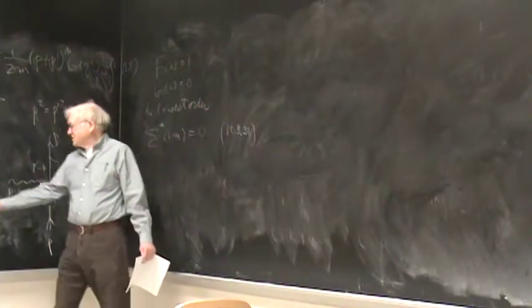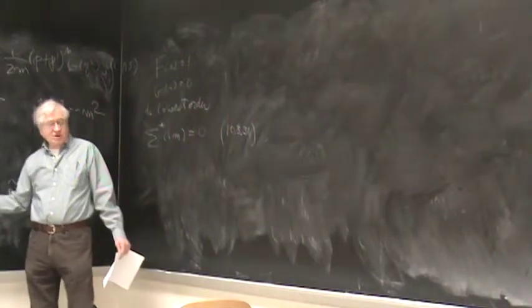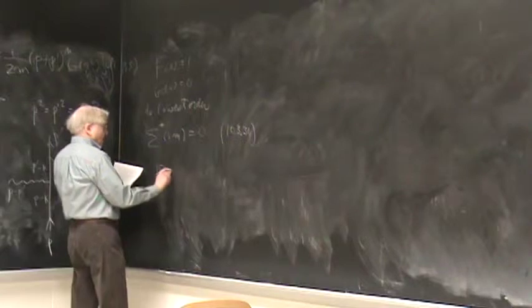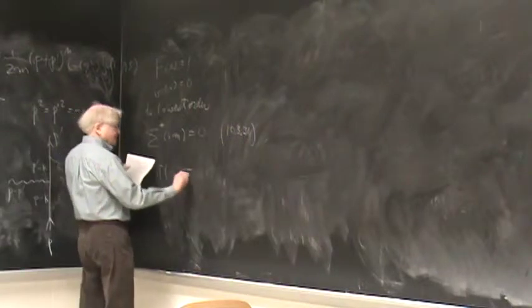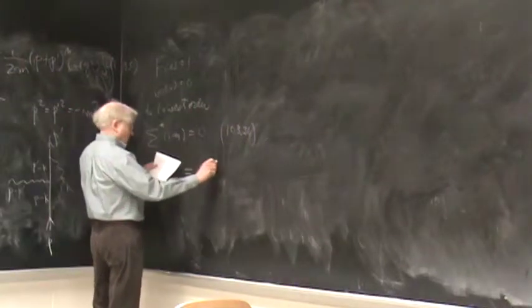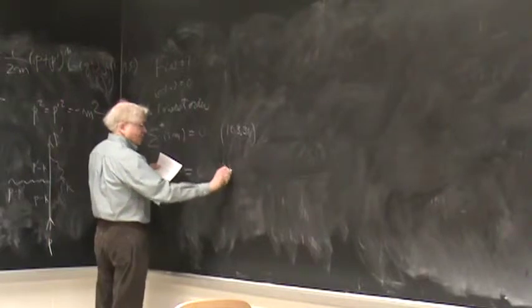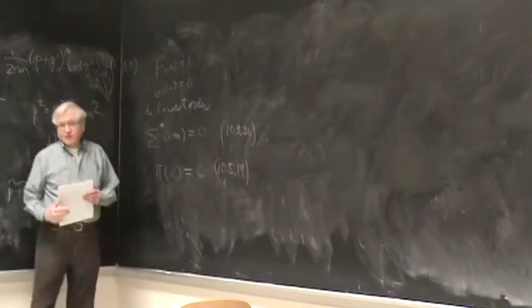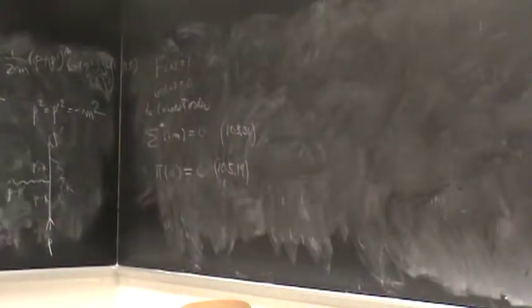Okay, so that means we can ignore this diagram, because pi of 0 is equal to 0, and that's 10.5.19. Okay, so what we've got then is that we only have one diagram.